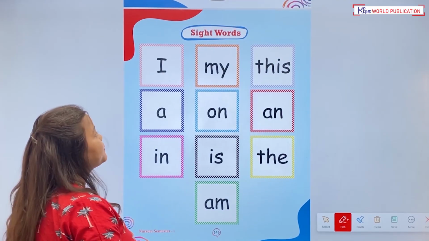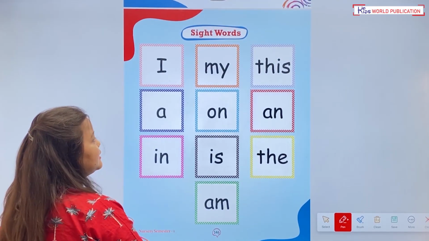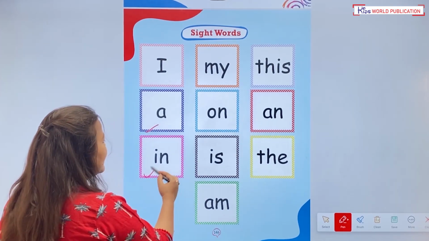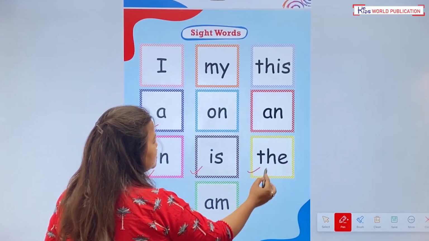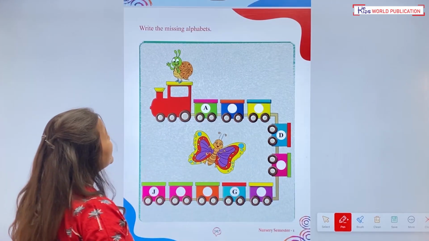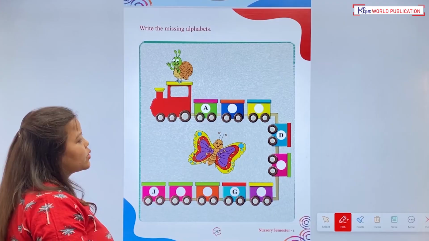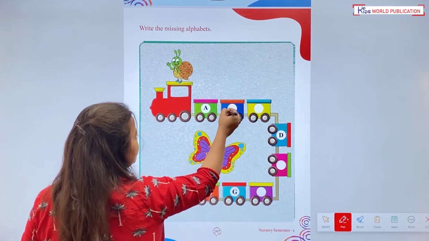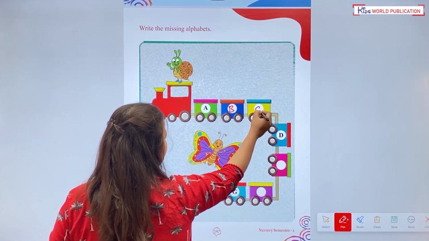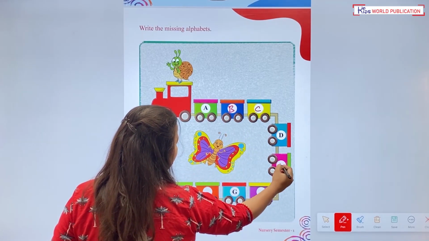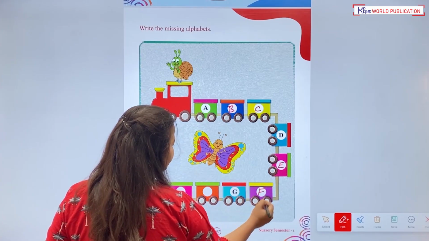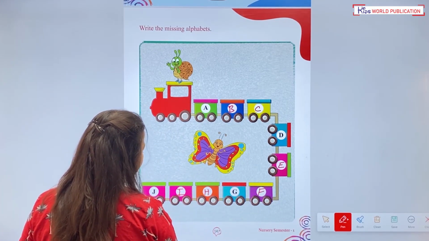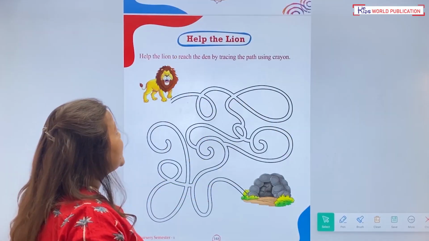Sight words. I, my, this, a, on, in, is, the. Write the missing alphabets. So kids, let's write the missing alphabets. A, B, C, D, E, F, G, H, I, J.